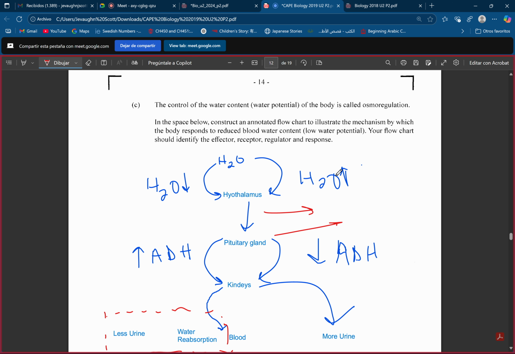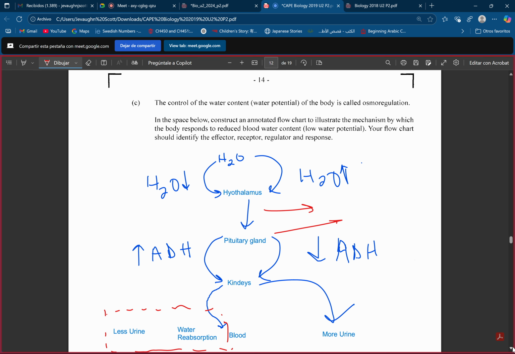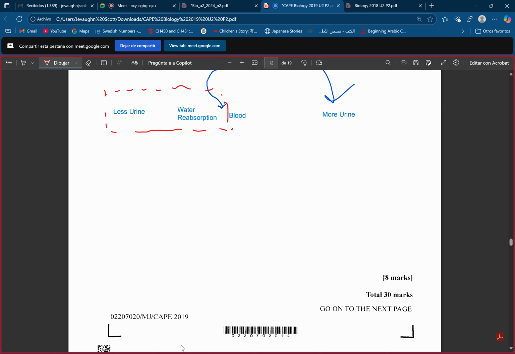You can put in brackets close to the hypothalamus, or to different areas, to let them know this is the effector, this is the receptor, etc. Does that make sense? You just need to make sure that it's properly done and labeled as well. And that brings us to the end of the module.